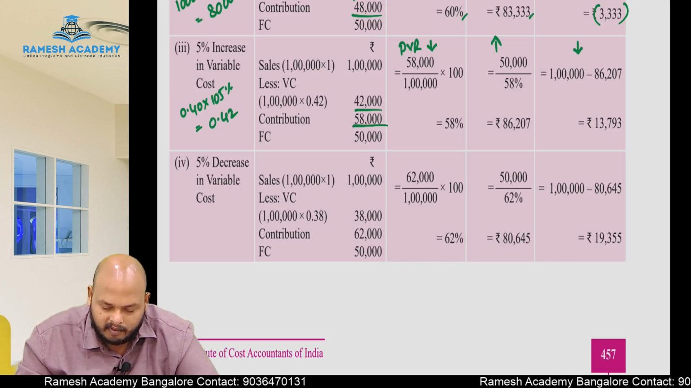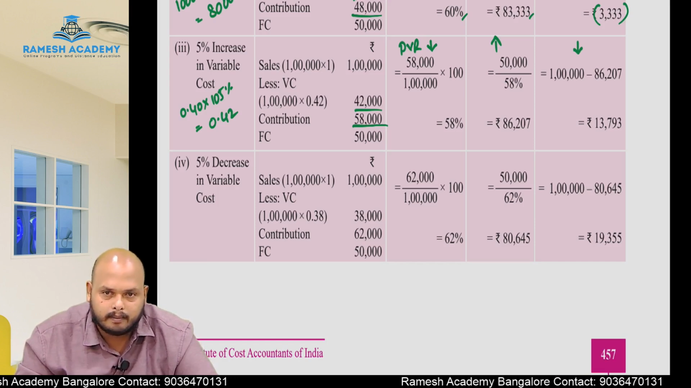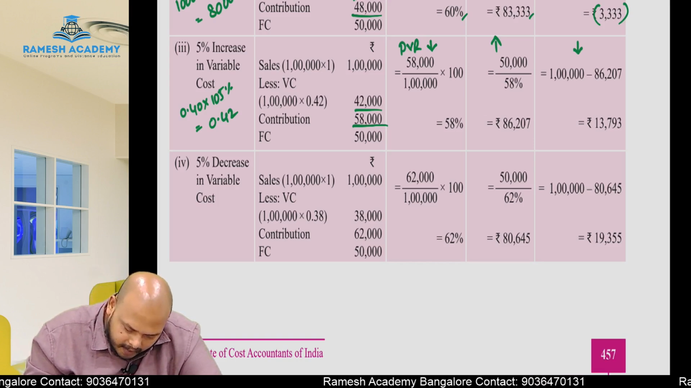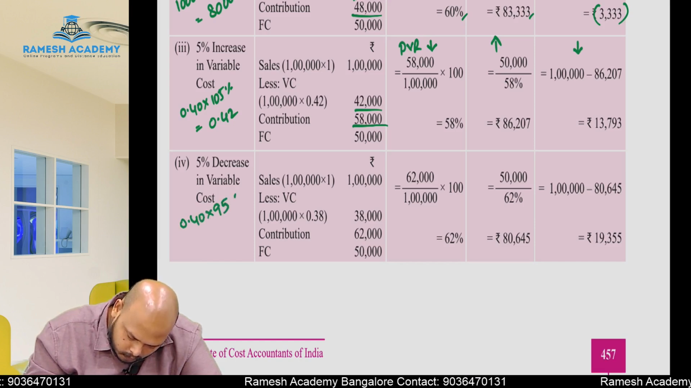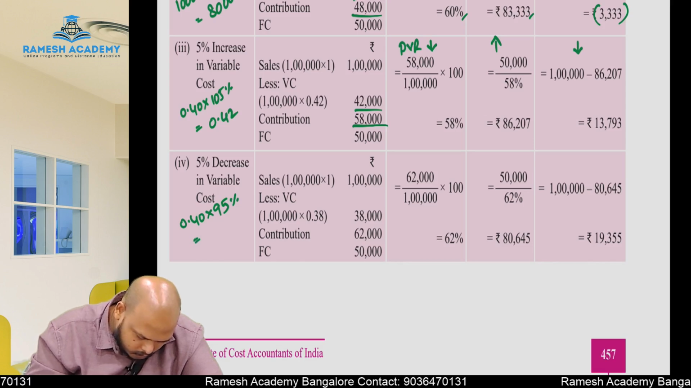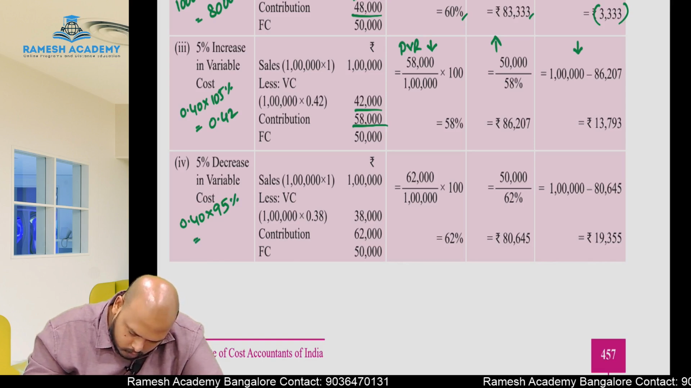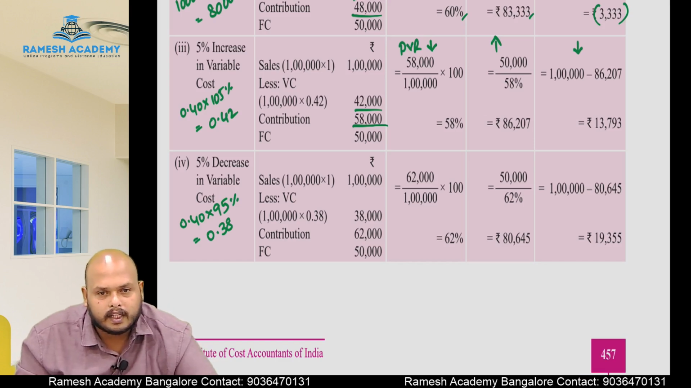Okay na? PV ratio is decreasing means break even point is increasing. If the break even point is increasing means margin of safety is decreasing. Next, 5% decrease in variable cost, that is nothing but 0.40 into 95%. 0.38. 1 lakh into 0.38 is 38,000.